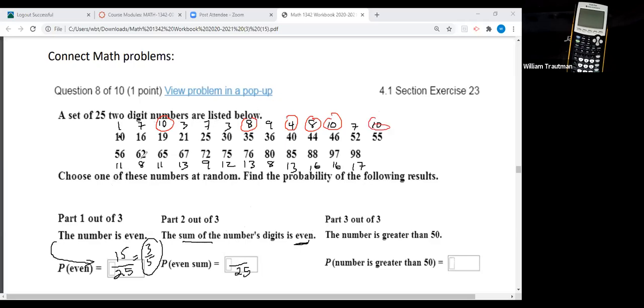8 is even down here. 9, no. 12 is even. 8 is even. 16 is even. 16 is even. So there are 1, 2, 3, 4, 5, 6, 7, 8, 9, 10, 11 out of 25 that are even when you add up their digits and find their sum. And that does not reduce. When I put 11 over 25, hit enter, and then go to math number 1, it still says 11 over 25.